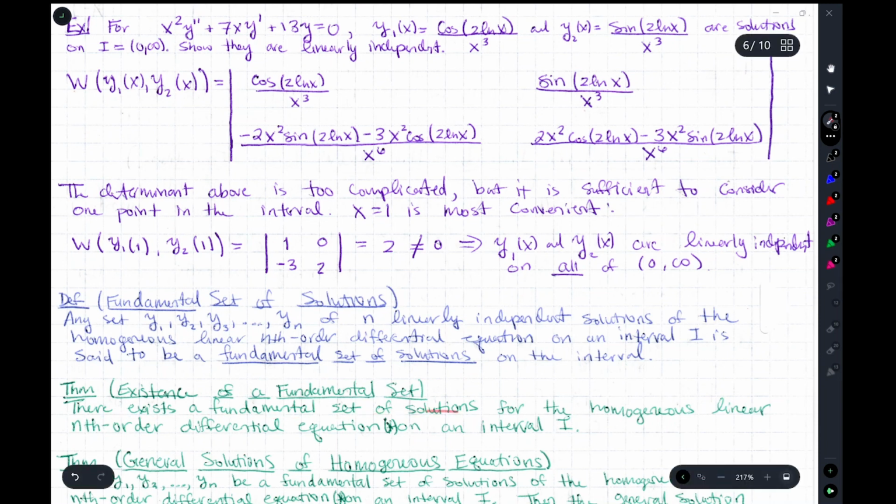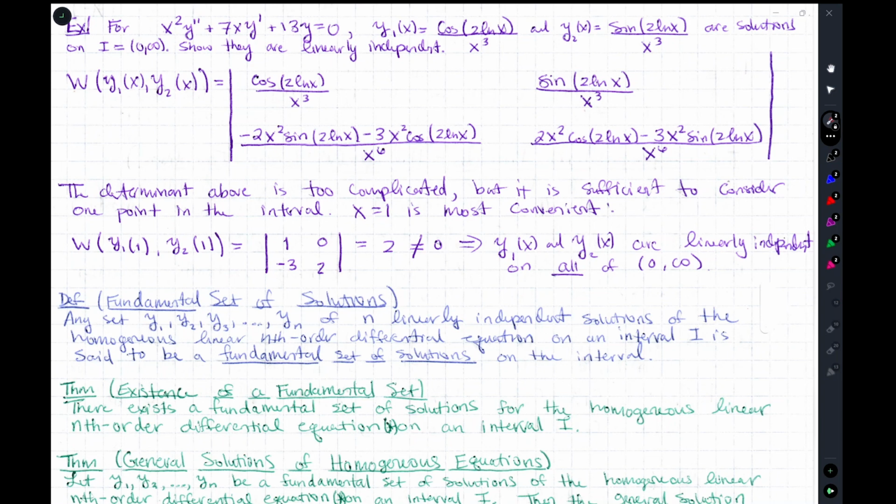Does a fundamental set always exist? Well, we have this theorem here. There exists a fundamental set of solutions for the homogeneous linear nth order differential equation on an interval I. Okay, where this is the asterisk going back to that first equation. So we're guaranteed for the nth order linear homogeneous differential equation that we do have a fundamental set. We could always find n linearly independent solutions to that homogeneous equation.